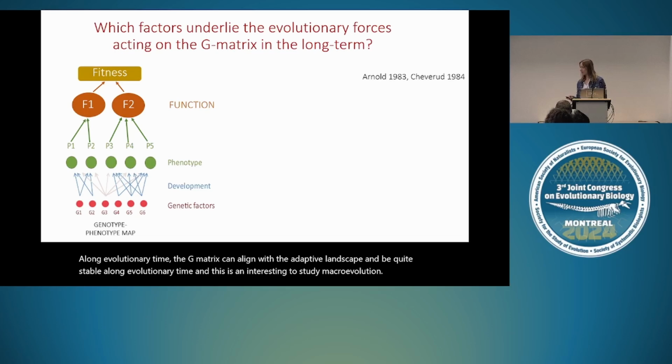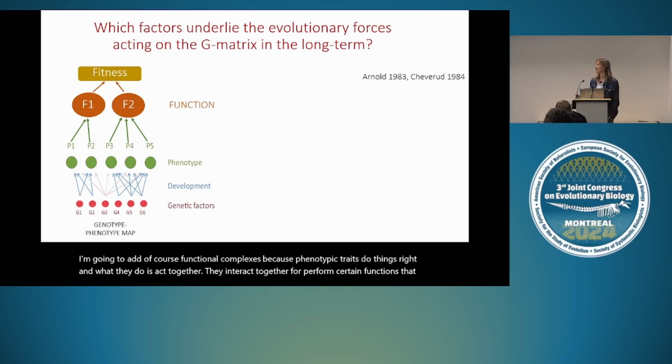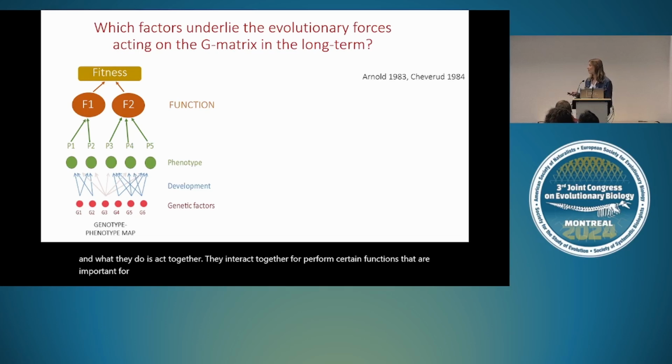So if we're going to complete this genotype to phenotype map that I showed in the beginning, I'm going to add, of course, functional complexes, because phenotypic traits do things, right? And what they do is act together, they interact together to perform certain functions that are important for fitness. And so I want to put function, of course, at the center of microevolution.